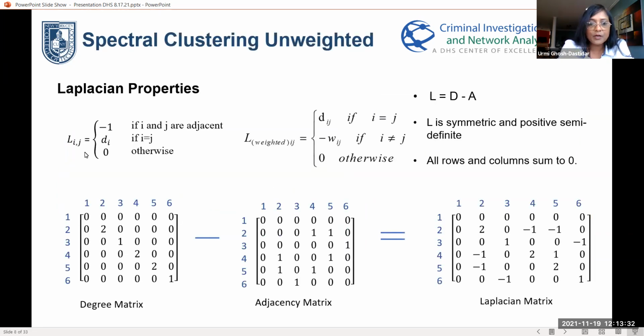So this is a more formal definition. I think this is the Laplacian for the unweighted matrix, and this is the Laplacian for the weighted matrix. This is the degree matrix, and this is the adjacency matrix that we developed from the drug trafficking network. And when you have weights, then this number 1 will be 2, 3, 4, or whatever the number is.